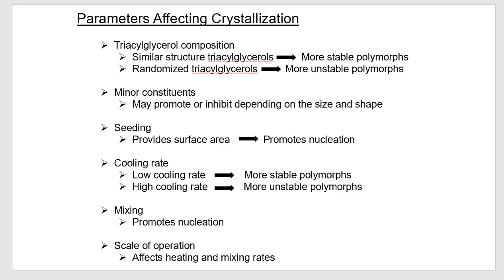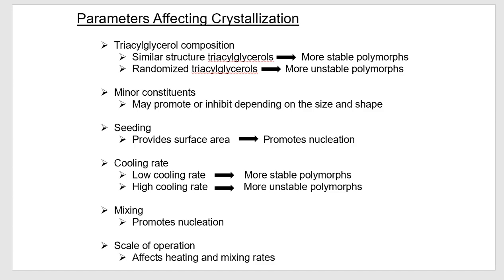Let's quickly review the factors affecting crystallization. Triacylglycerol composition: similarly structured triacylglycerols form more stable polymorphic forms because they pack better, and randomized triacylglycerols cannot pack well, therefore they form unstable polymorphs. Presence of minor constituents such as monoacylglycerols, diacylglycerols, and pigments may promote or inhibit crystallization depending on the size and the shape. And seeding means surface. Seeding provides surface area, therefore it promotes nucleation. It will help crystallization.